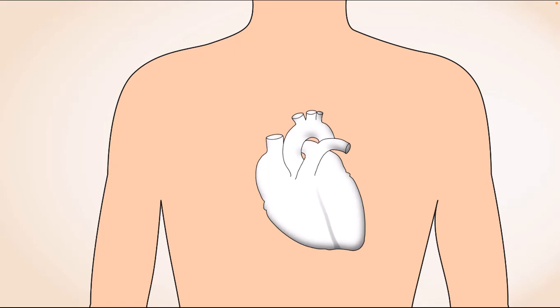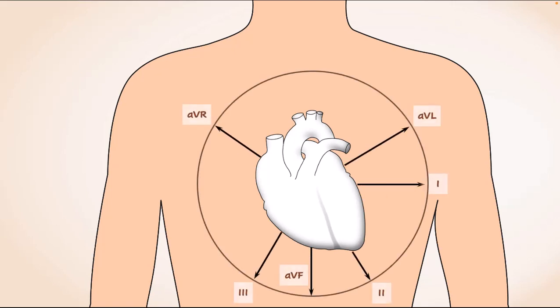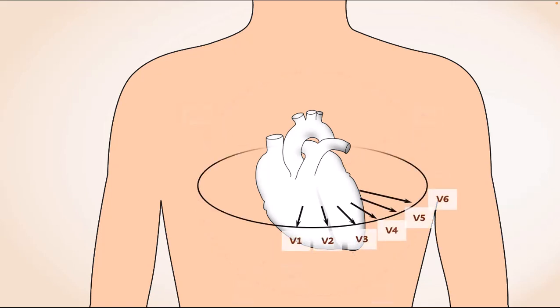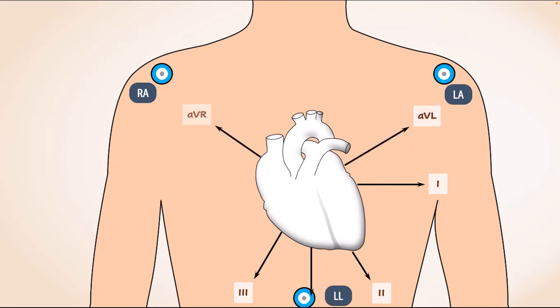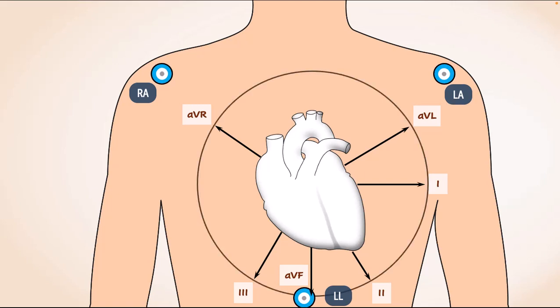The standard ECG has a total of 12 leads: 6 limb leads and 6 chest leads. 3 limb electrodes are used to create 3 bipolar leads, leads 1, 2, and 3, as well as 3 unipolar limb leads, AVL, AVR, and AVF. Together, the 6 limb leads provide information about the direction of current through the myocardium in the coronal plane.